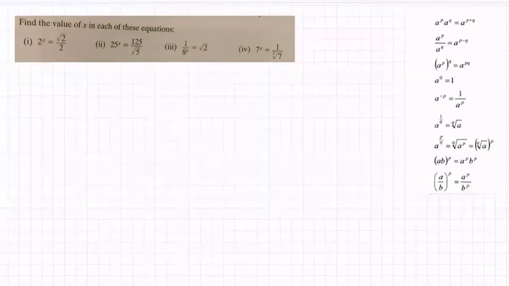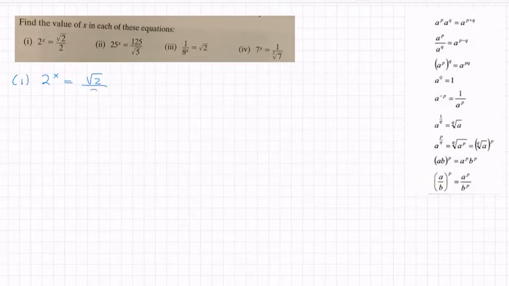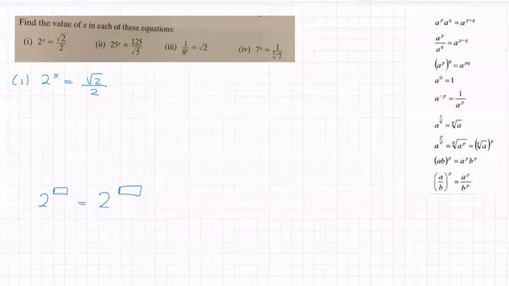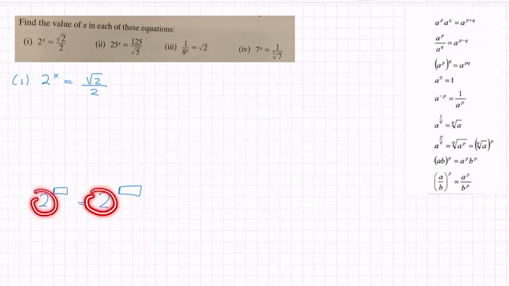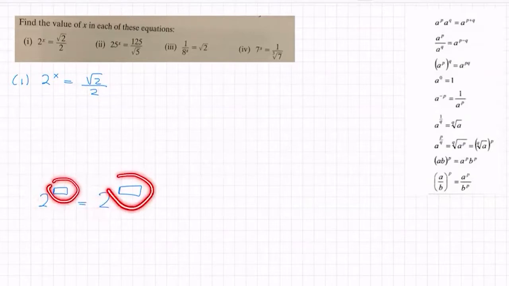Okay, so 2 to the power of x is equal to root 2 over 2. Let's try that first one. Now what I want to have is 2 to the power of something equals 2 to the power of something. Why do I want that? Well, when I get to that stage, I can drop the base numbers because they're the same, and I can equate the powers. Why can I do that? It's because of this equals sign in the middle. The only way the left-hand side can equal the right when the base numbers are the same is if the powers are also equal.